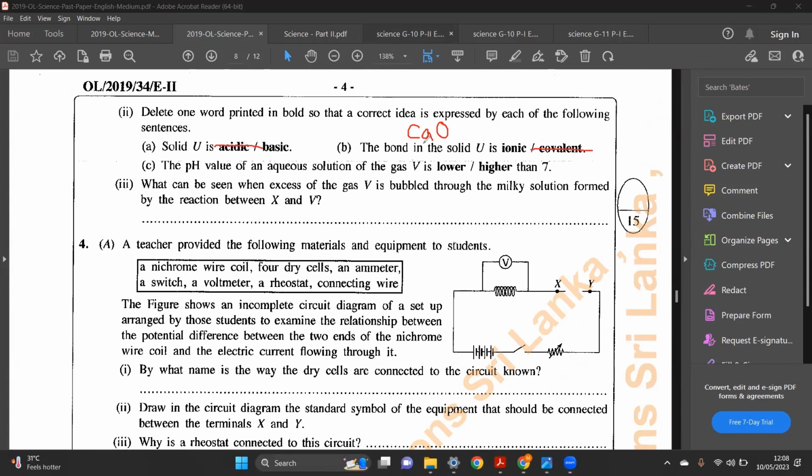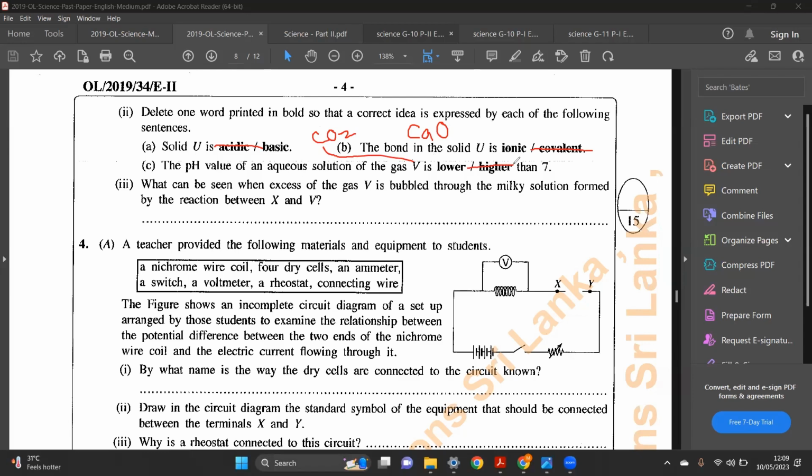Then the pH value of an aqueous solution of the gas V. Gas V is carbon dioxide. It's a slightly acidic gas, but still, even slightly, it's acidic. So therefore pH is lower than 7. Okay. Then what can be seen when excess of the gas is bubbled through the milky solution? By the reaction between X and V.